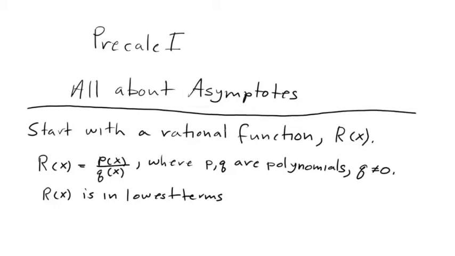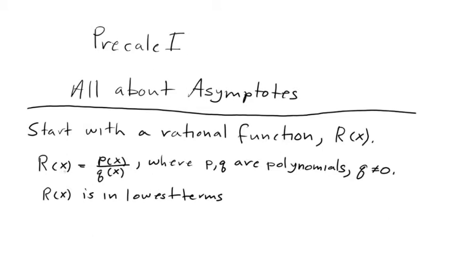In this video, I'm going to talk all about asymptotes. So we need to start with a few preconditions here. We're going to start with a rational function, and our rational function is going to be r of x.